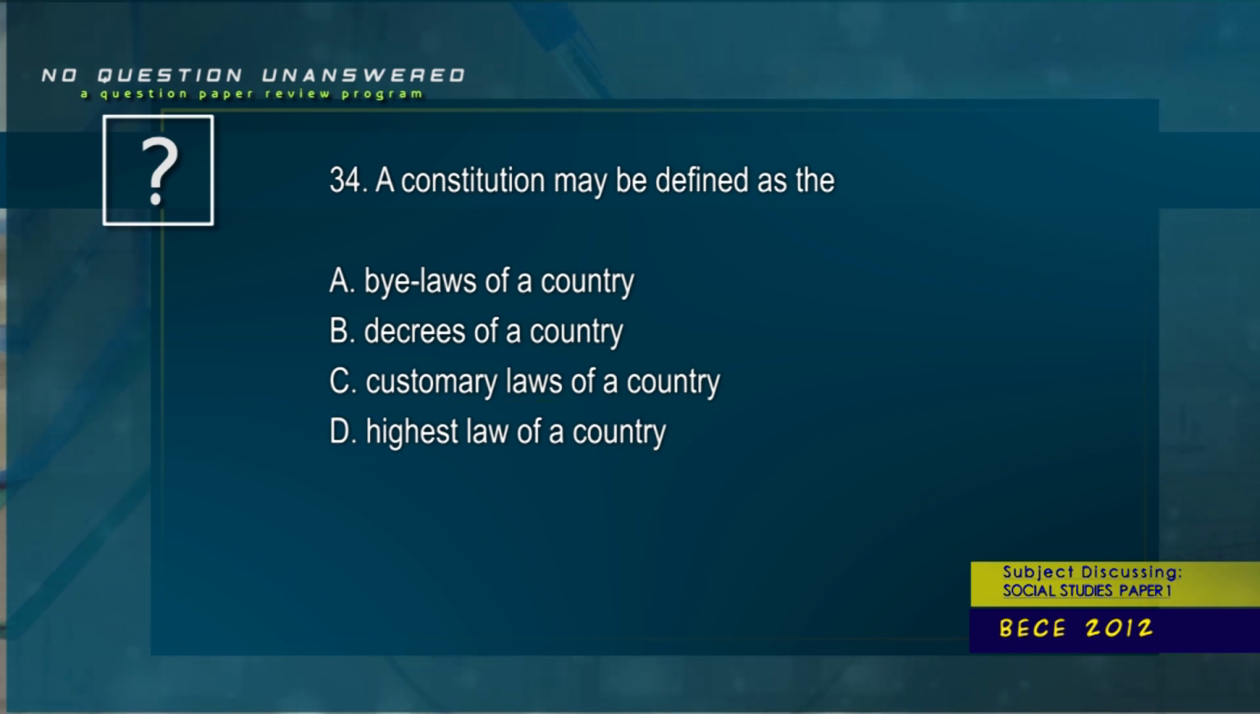Bylaws are laws made by district assemblies to govern their respective jurisdictions. Then we have decrees. Decrees are military laws. Customary laws, we know them, are customs and so on and so forth. So the correct answer is D. The highest law of a country is the Constitution.